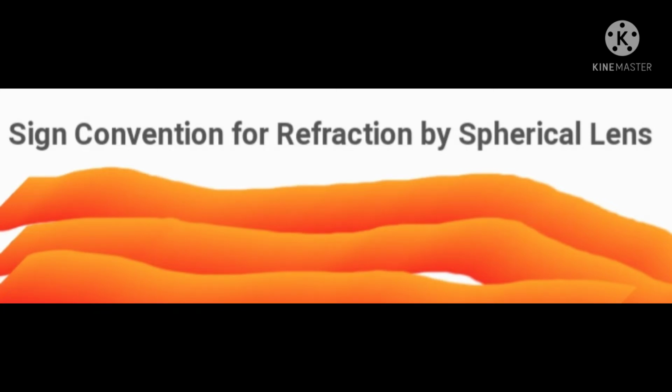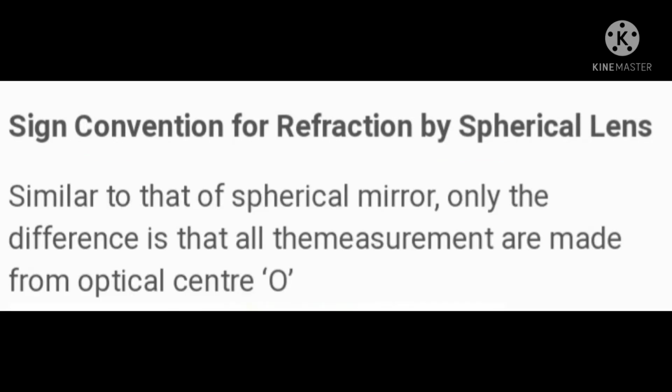Okay, now we'll do the sign convention for spherical lenses. This sign convention for spherical lenses is the same as that of spherical mirrors. The sign convention for this lens is also the same. You have to remember one difference, similar to that of the spherical mirror: all the measurements are made from the optical center.